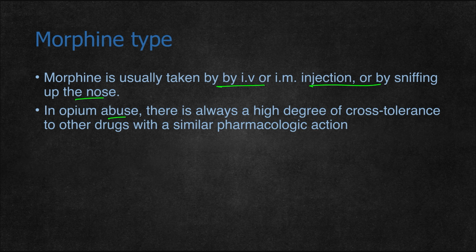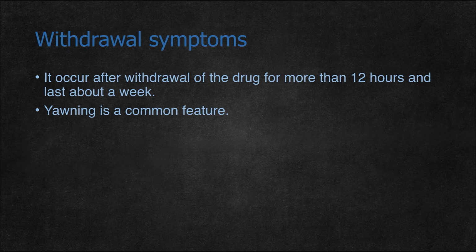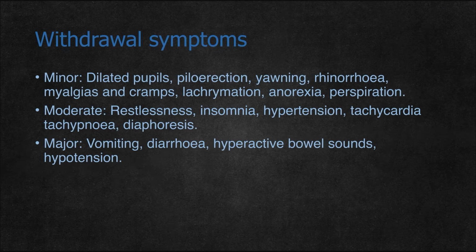In opium abuse, there is always a high degree of cross tolerance to other drugs with similar pharmacological action. Tolerance develops at different rates for different effects of opiates. For example, heroin withdrawal starts within 8 hours and peaks at 48 to 72 hours. Morphine and amphetamine exhibit a high degree of tolerance and physical dependency develops. Withdrawal symptoms occur after withdrawal of the drug for more than 12 hours and last about a week. Yawning is a commonly seen feature of withdrawal.